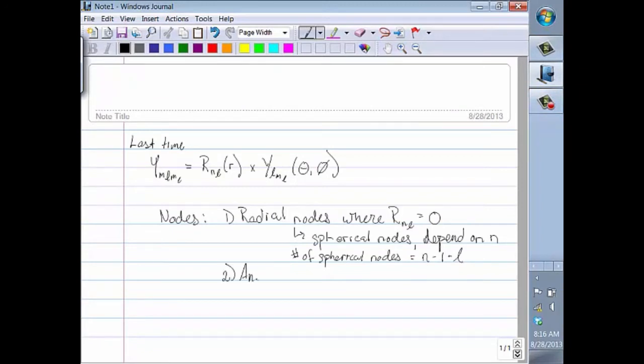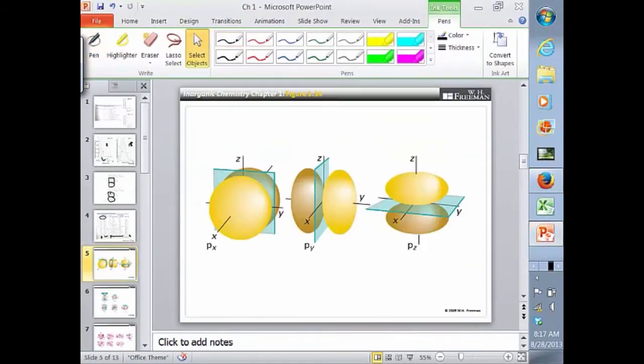The other type of nodes are angular nodes. And this is where your angular part of the function is 0. Again, you can have angular boundary surfaces where that function's approaching 0, but it's not the same as a node. So these are usually planar nodes, and they depend on the subshell or L. So this is a picture in your textbook. This is figure 1.14. So those nodes that are shown there are angular nodes. Only a p orbital would have that node. So an s orbital wouldn't have this planar node, which depends on the L value.